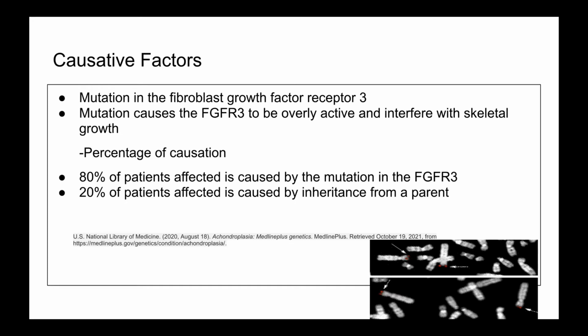And percentage of causation. 80% of patients affected by achondroplasia dwarfism, it's caused by the mutation in the fibroblast growth factor receptor 3. 20% of patients affected is caused by inheritance from a parent. It may be inherited as an autosomal dominant trait, which means that if a child gets the defective gene from one parent, the child will have the disorder. If one parent has achondroplasia, the infant has a 50% chance of inheriting the disease.